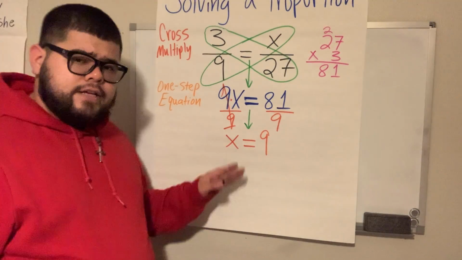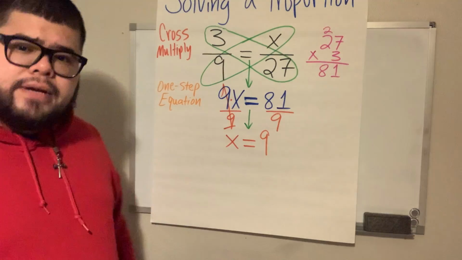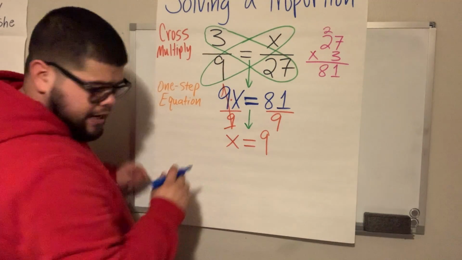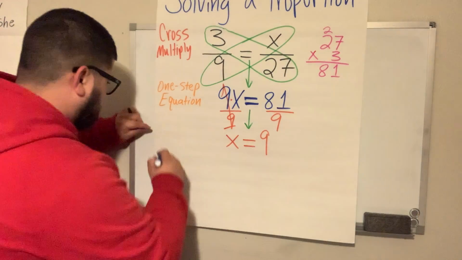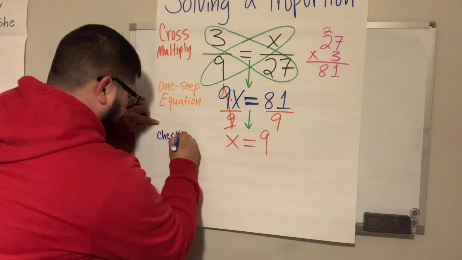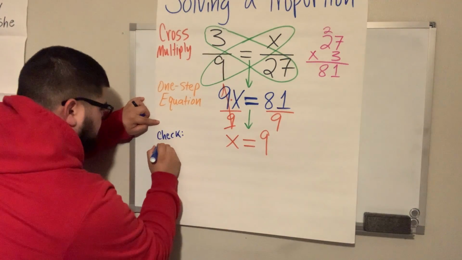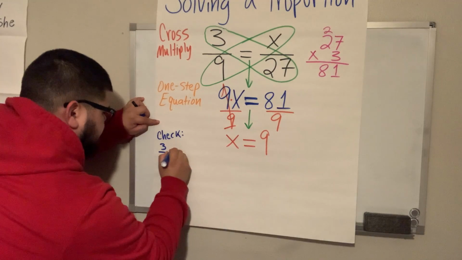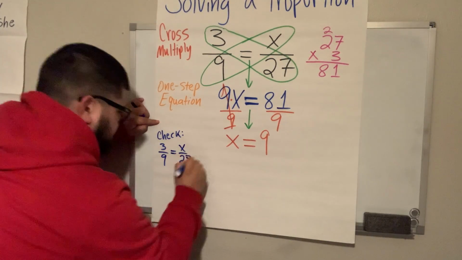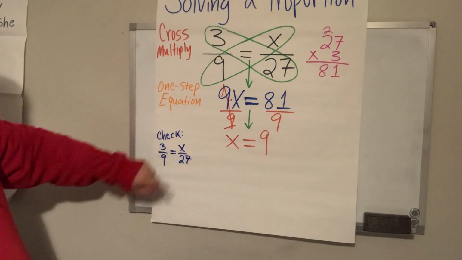But we can't forget to check, please, right? We can't forget to check. So let's go ahead and write the original equation over here, right? We have to check. So we're going to write check right here. We're going to write the original equation. We got 3 over 9 equals x over 27. Okay, that's what we got.